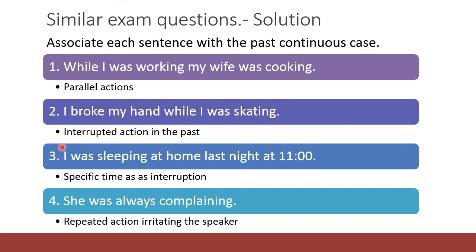The third sentence, I was sleeping at home last night at 11. So this is the key. We have last night and then the time. So we're talking about a specific time as an interruption.